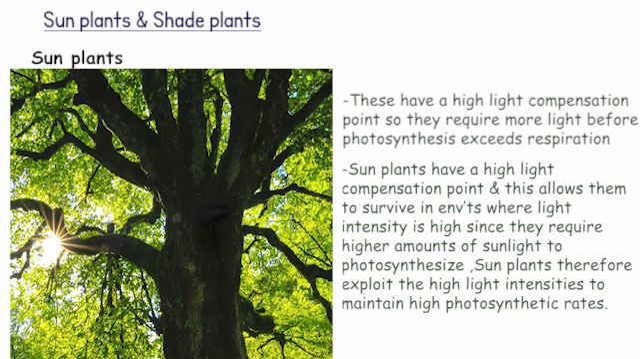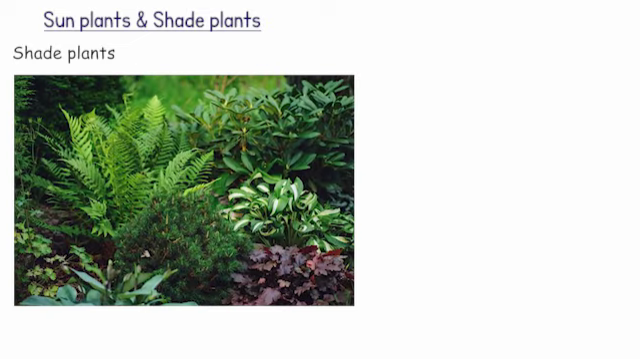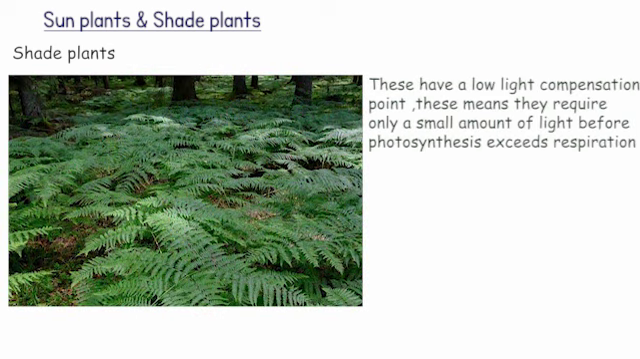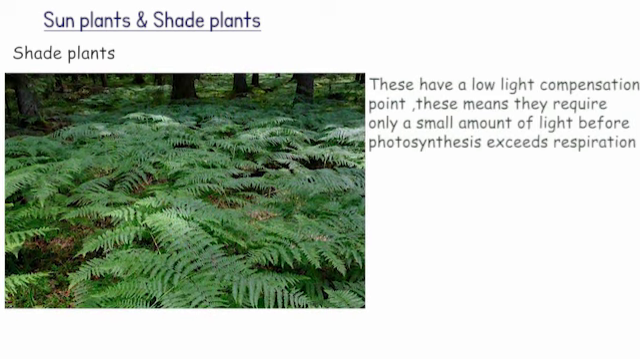Now we can turn our attention to shade plants. Now shade plants, there are many examples of shade plants, and these are normally found under some kind of tree canopy. So they're exposed to very low light intensities, and the best example I can give is ferns. I hope you can see them now. Shade plants have a low light compensation point, and this means that they require only a small amount of light before photosynthesis can exceed respiration.